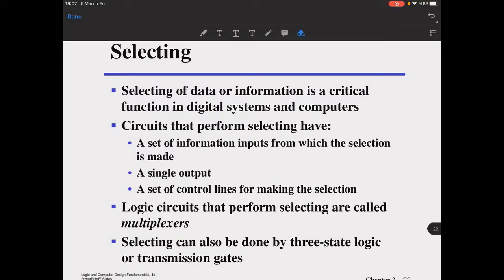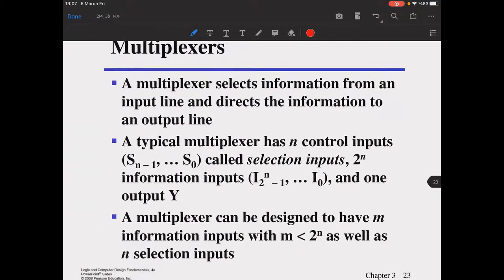Okay, now what is selecting? Selecting is like you have multiple inputs and you select one of them and see it at the output. That's it. So it is often used in communication lines and where you want to have the signals multiplexed using the common channel, sharing the common channel. In such type of applications, we frequently see them. They can either be done by 3-state logic gates or transmission gates.